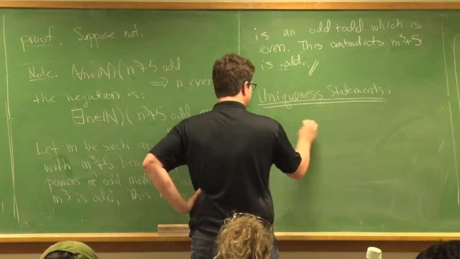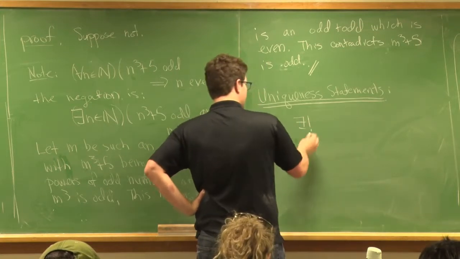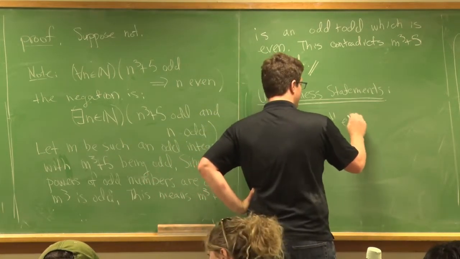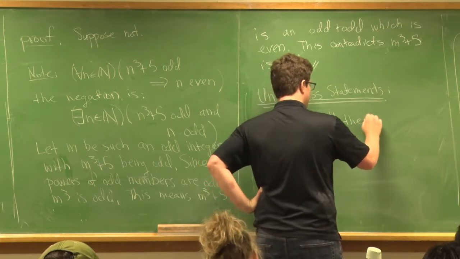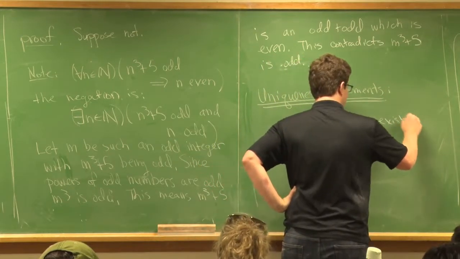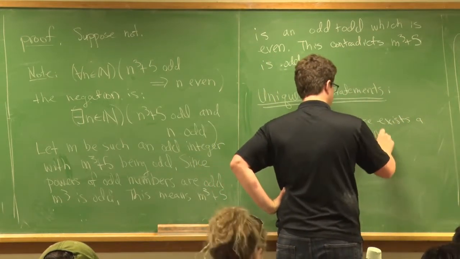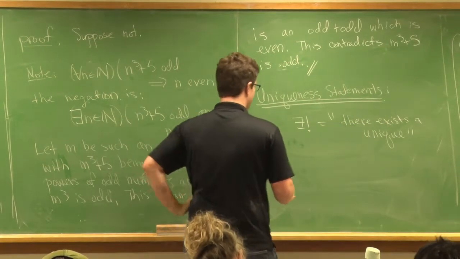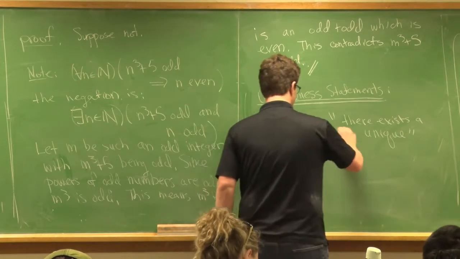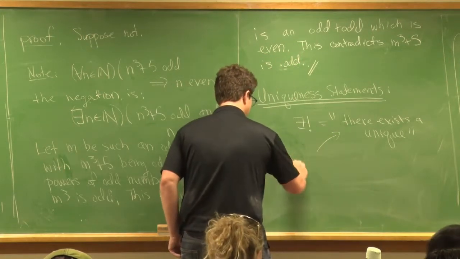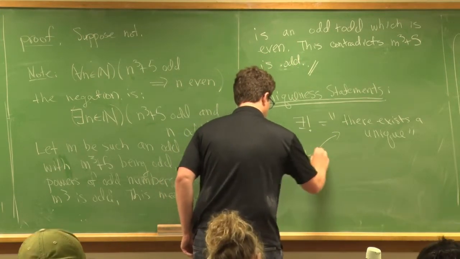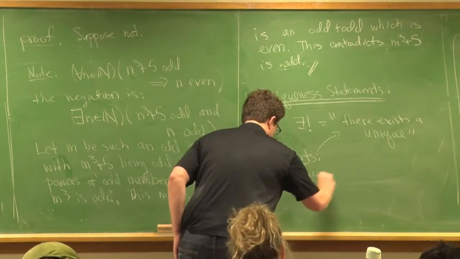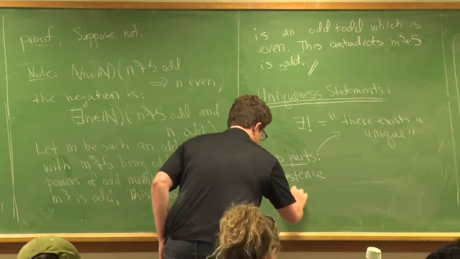Okay, so we're actually going to introduce a new symbol here. This symbol is a new quantifier, and it says there exists a unique. And I'm going to repeat what I said before. There's kind of two parts to this: there's existence and uniqueness.